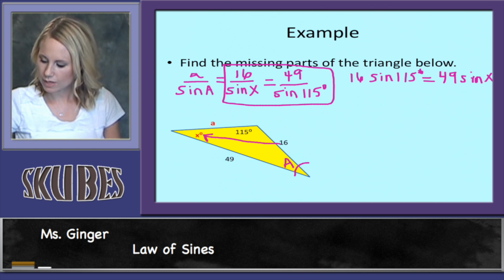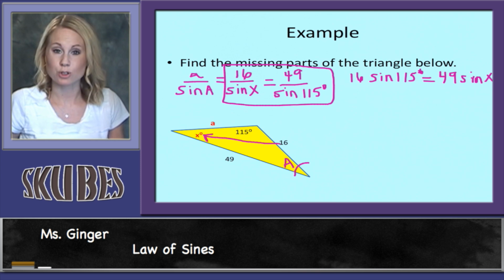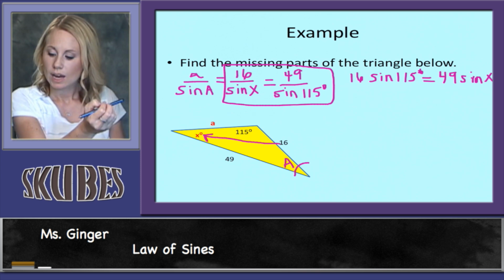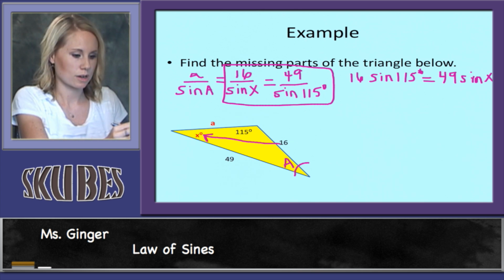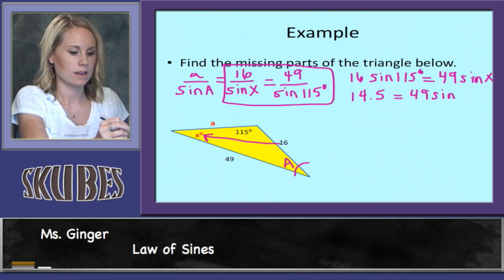16 times sine 115. Make sure you're in mode degrees in your calculator. And these will be long decimal numbers, but you can keep as many numbers in as you go and try not to round too much. So I've got 14.5 roughly equals 49 sine x.